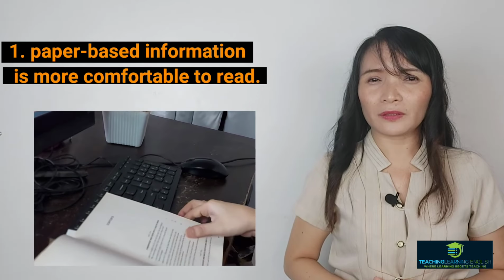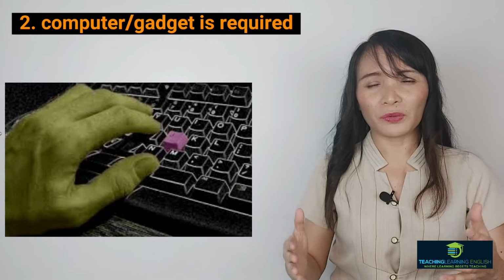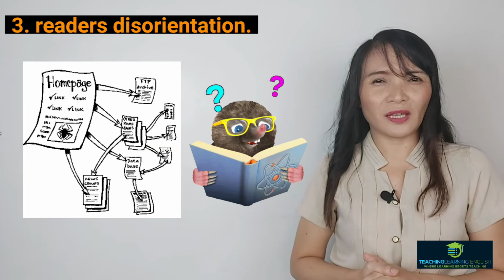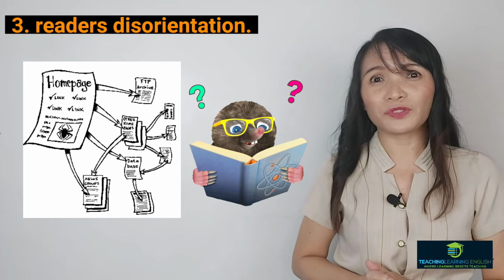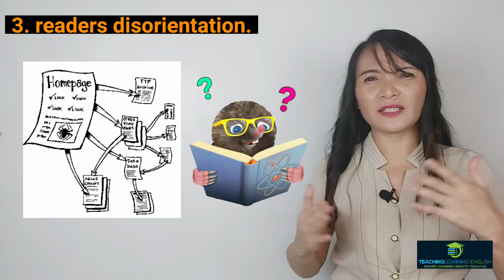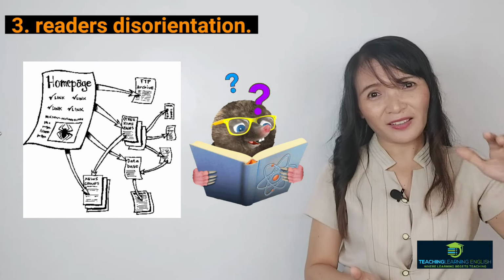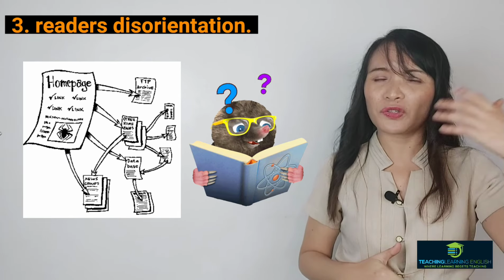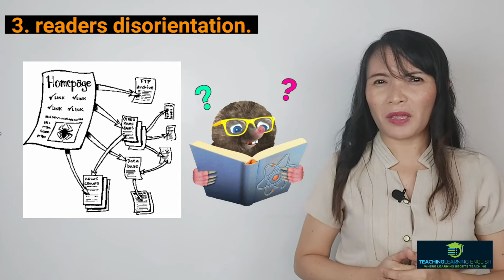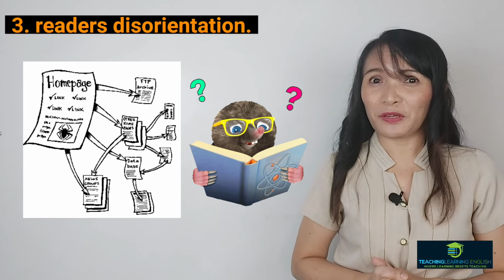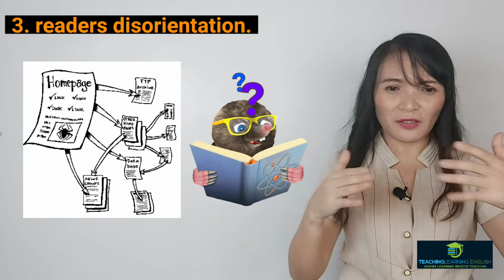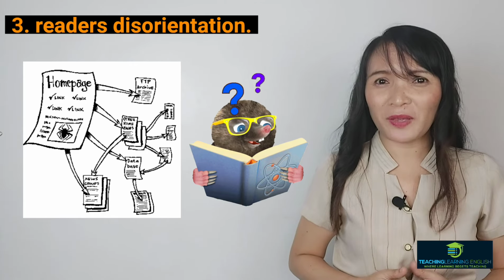The second is a computer is required, or you need a gadget or even a phone to read those ebooks or those digital materials. The third one is reader's disorientation. Critics of hypertext say that learners may lose their sense of direction or location as they move and select links in hypertext with so many links. And there may be a problem with concentration as the learner moves through hypertext. Each link may redirect the learner's attention and require a shift in orientation. Unlike when you read a book, you just have to continue the normal way. Well, how about you? How's your experience about it?